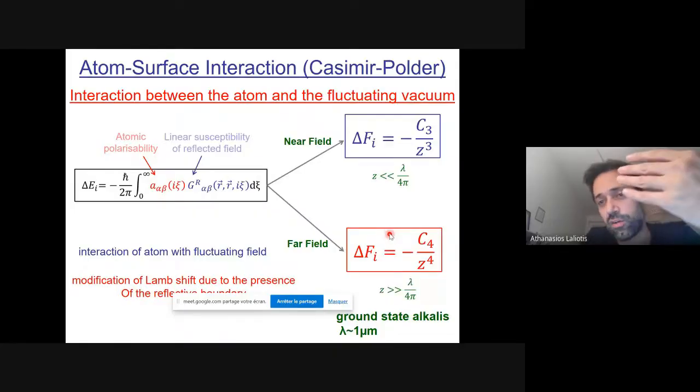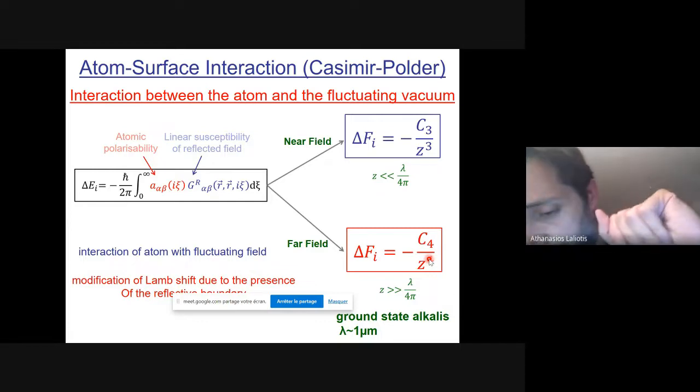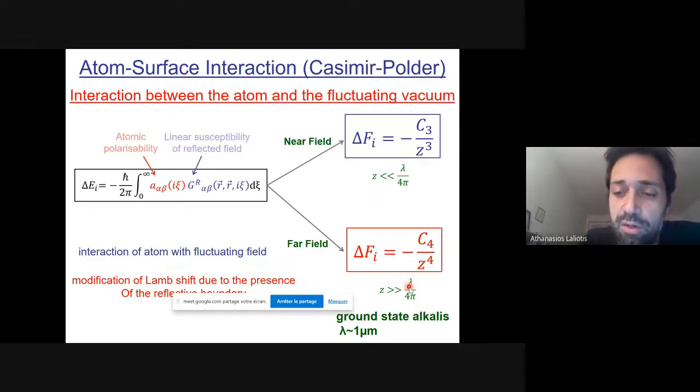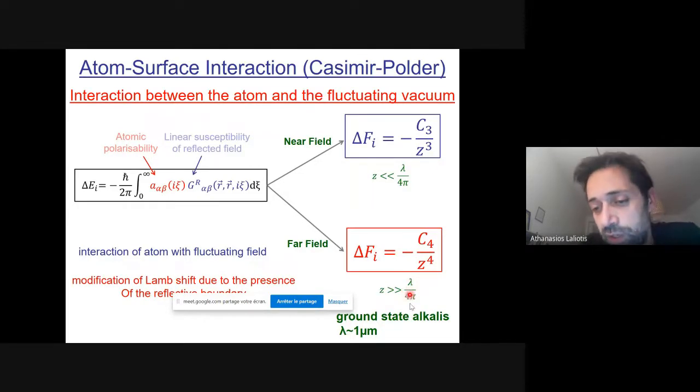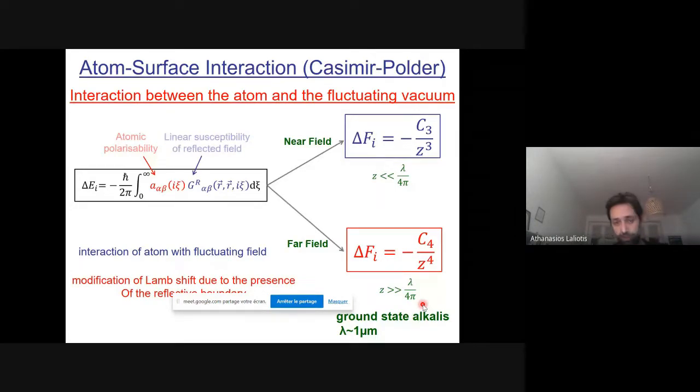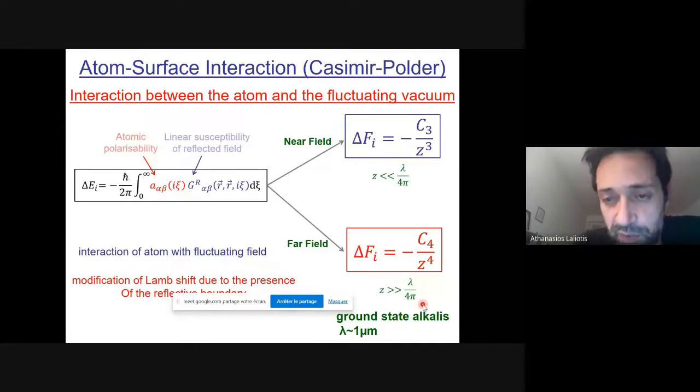What we call retardation effects arise because of the propagation of the electromagnetic fields in the vacuum. And this changes the scaling law, and now the interaction depends on minus C4 over Z4 for a ground state atom, okay? And this would be when Z is much bigger than the reduced wavelength. The reduced wavelength, for alkalis, just to give you an idea, would be about 1 micron, so the reduced wavelength would be something like 100 nanometers. So this gives you an idea of what near field and what far field is in these types of interactions.